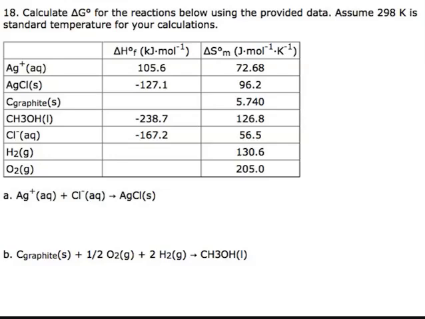Question number 18. Calculate the delta G's for the reactions below using the provided data. Assume 298 Kelvin is the standard temperature for your calculations. So we've done these calculations a lot already in the previous worksheet. So to calculate the delta G, we have this equation.